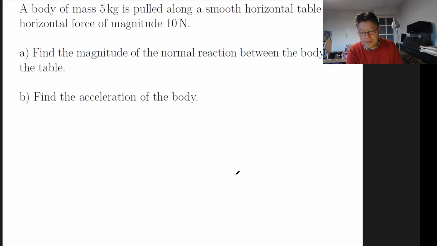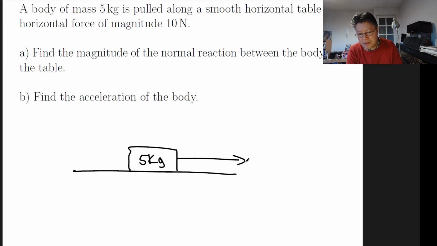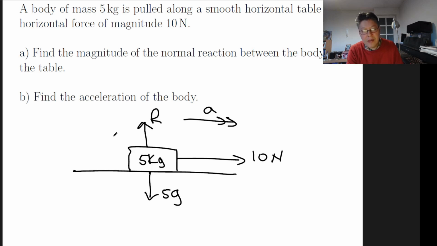So we have a horizontal ground, the mass on it of 5 kilograms, and a force of 10 newtons acts on it, and that's going to produce an acceleration which we don't know yet, so we're going to call it A, and we have to add the weight in, so that'll be 5g, and there's a normal reaction R. And part A, we need to find the magnitude of the normal reaction. We just have to work out what R is.